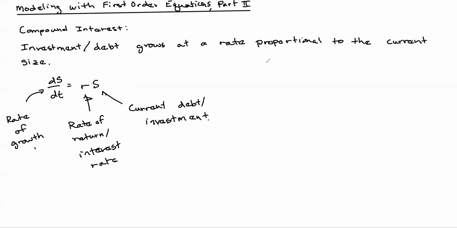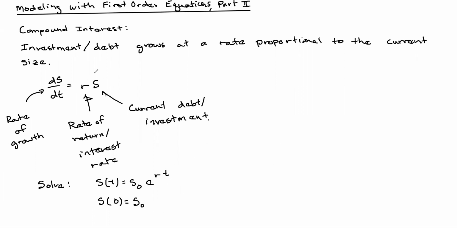And just like we solved the population growth in an earlier video, we can solve this model the same way. This is a separable differential equation, so we can move the s and the dt and then integrate both sides. And if you solve, you get s of t equals s naught e to the rt, and s of 0 equals s naught.